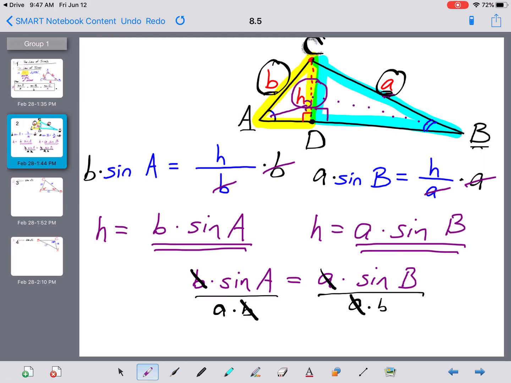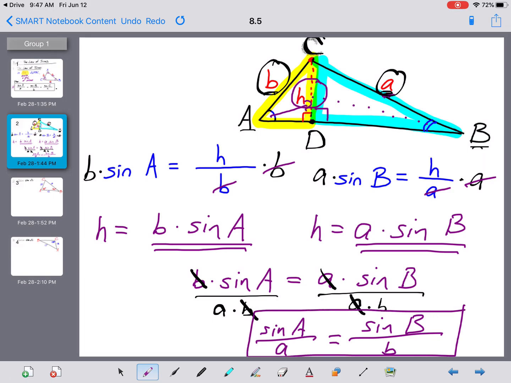So what does that leave us with then, everybody? We now have the sine of angle A divided by just little a is equal to the sine of angle B all divided by little b. And that is the first 2/3 of the law of sines. We could do all this again to get sine of b over b equals sine of c over c, but I think you probably get it.